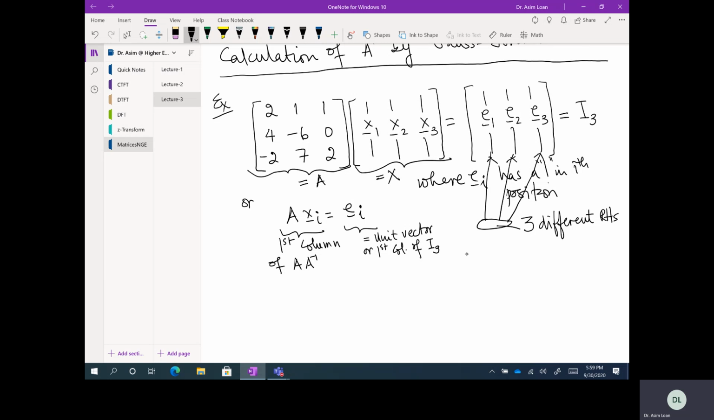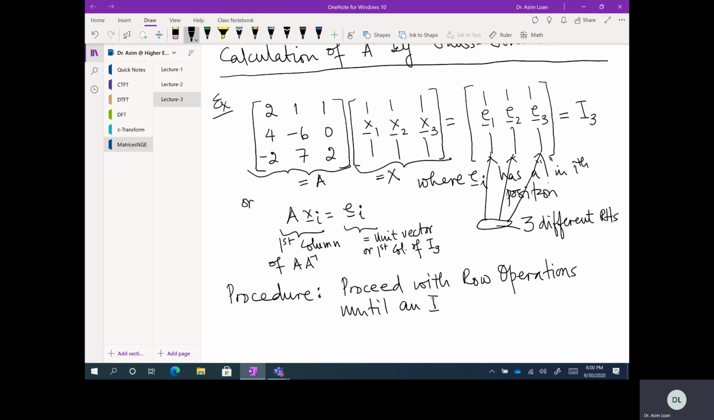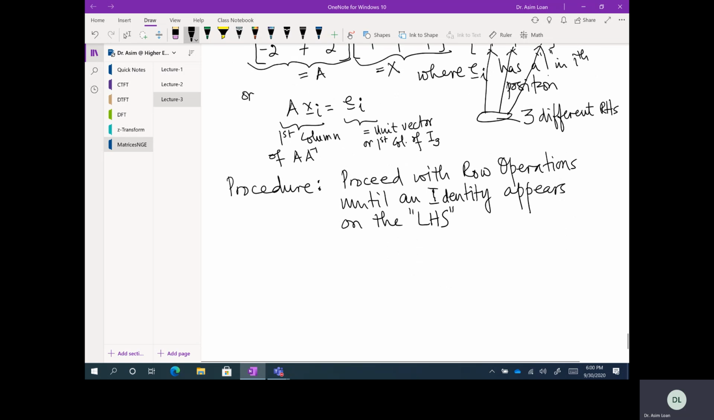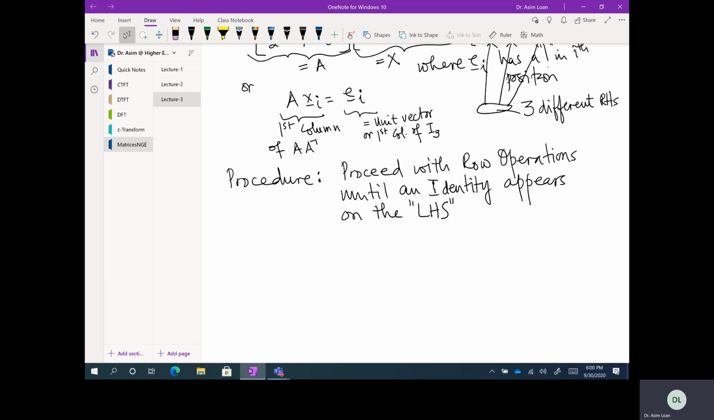So what we do is, the procedure is: proceed with row operations until an identity appears on the left hand side. So that's the Gauss-Jordan method. So let's do this one.